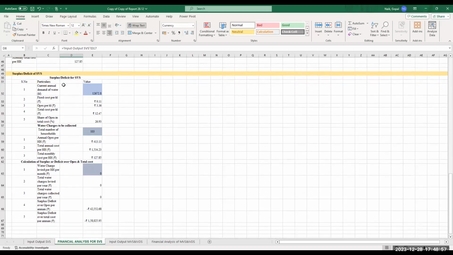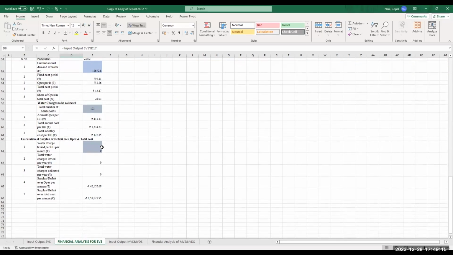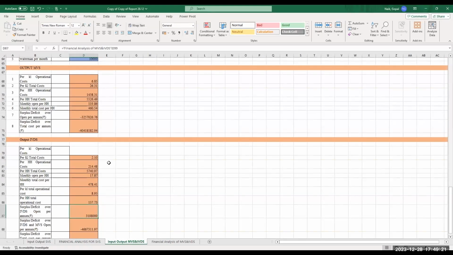One can also look at the surplus and deficit, again calculating the total operating cost and annual operating cost and total annual cost, and comparing it with how much is collected will give the surplus or deficit. Similarly, one can do it for the MUS.